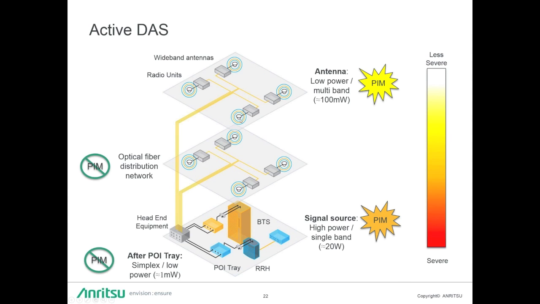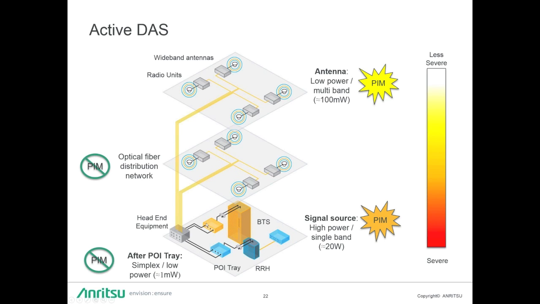If we carry the same analysis to an active DAS, looking at the signal sources, I have the exact same concern from feeding the RF signal source into the point of interface. So here I still have the orange level of concern. It's a high power, but it's probably IM7 or IM9 that's actually falling in band. The point of interface tray typically has 2 functions. One is to separate the transmit and receive signals, and secondly, to attenuate the transmit signal down to approximately 0 dBm before it feeds into the optical equipment at the head end of the DAS.